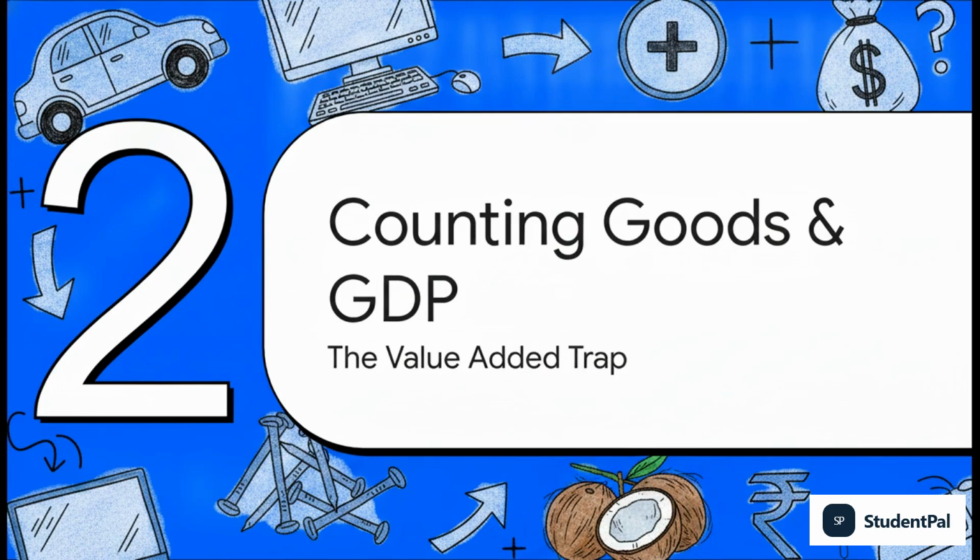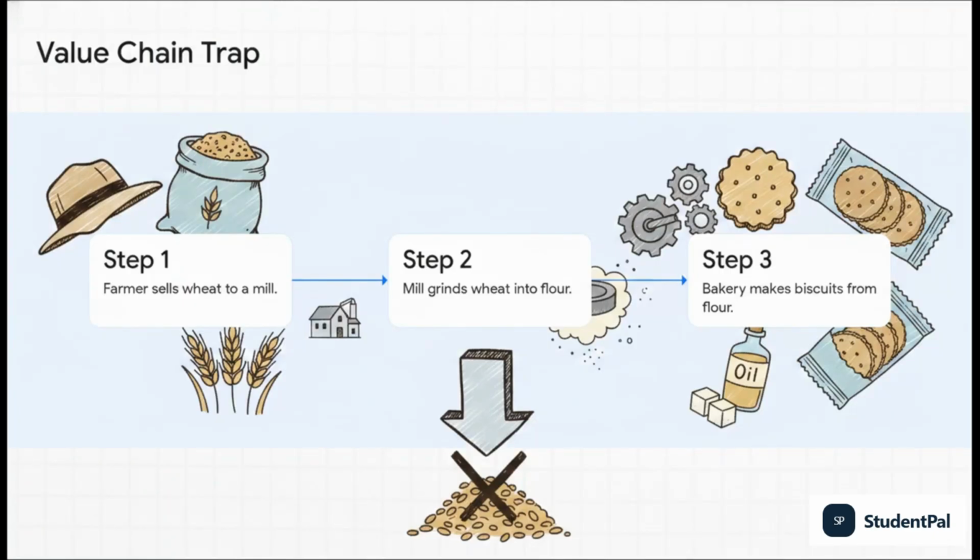Okay, moving on to part 2, counting goods and GDP. And guys, there is a massive trap here, so pay close attention. Here's the complication. We know what the sectors are, but how do we actually measure the size of the entire economy? With billions of cars, computers, nails, and coconuts being produced, you might think it's literally impossible. And honestly, you'd be right if you just tried to count the actual number of items. Instead, economists add up the value of these goods in rupees.